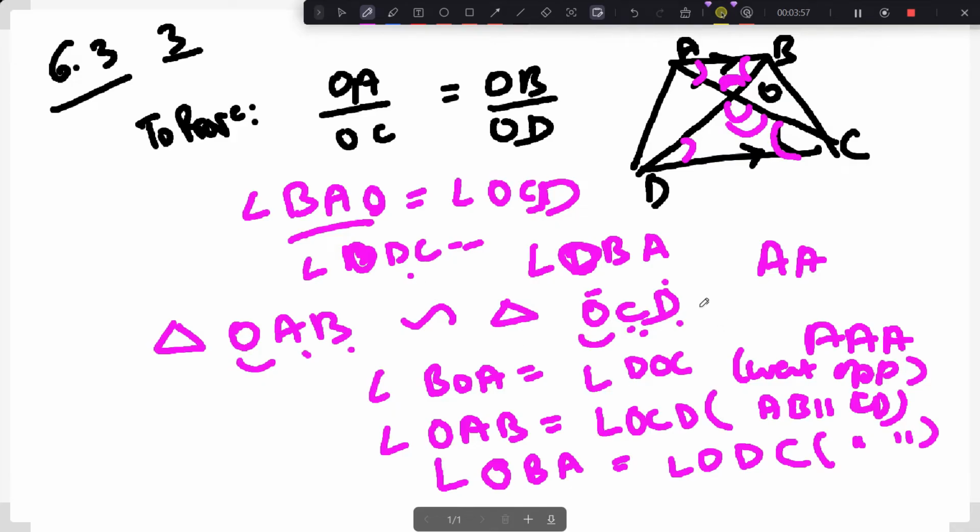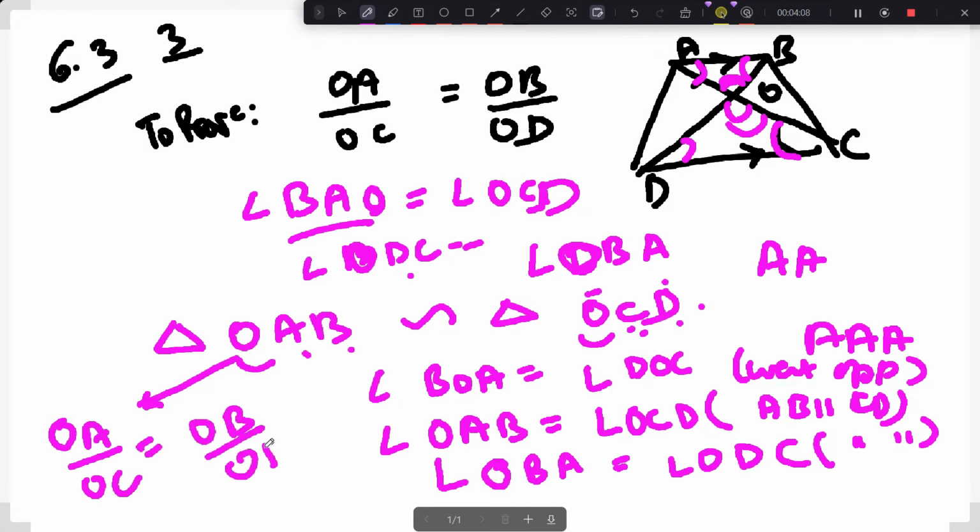Now if this is similar, then what would it be? OA by OC equal to OB by OD. That's proved. Let's move on to the next question.